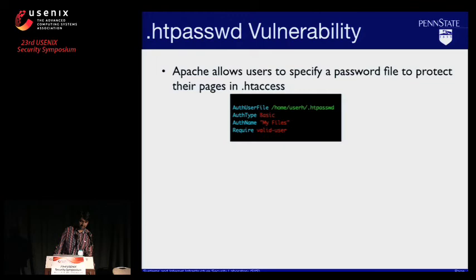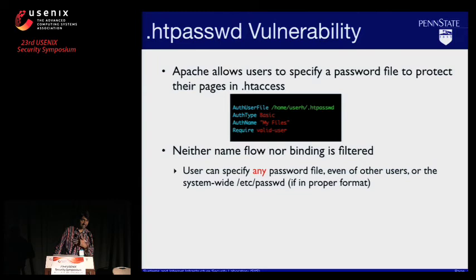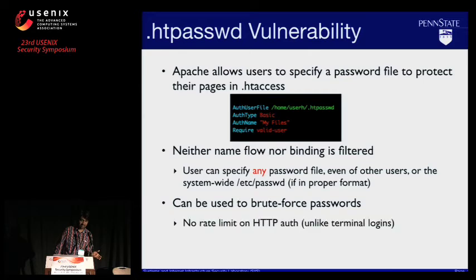Let me quickly go through one. Apache allows users to specify a password file to protect their pages. However, neither the name nor the binding for this is filtered. So people can specify any file they want on the system. If I'm a user, I can as well specify the system-wide etc password file. And this can be used to crack passwords because there is no rate limit on HTTP authentication, unlike normal terminal logins.